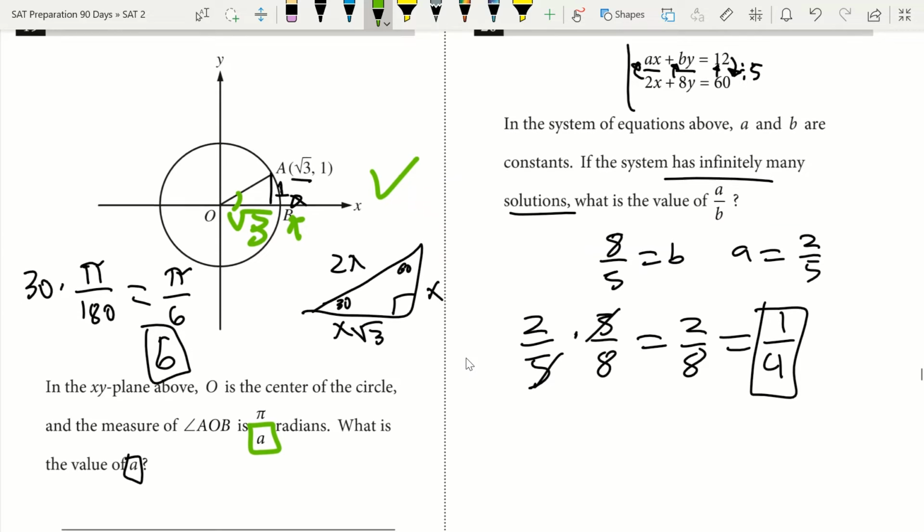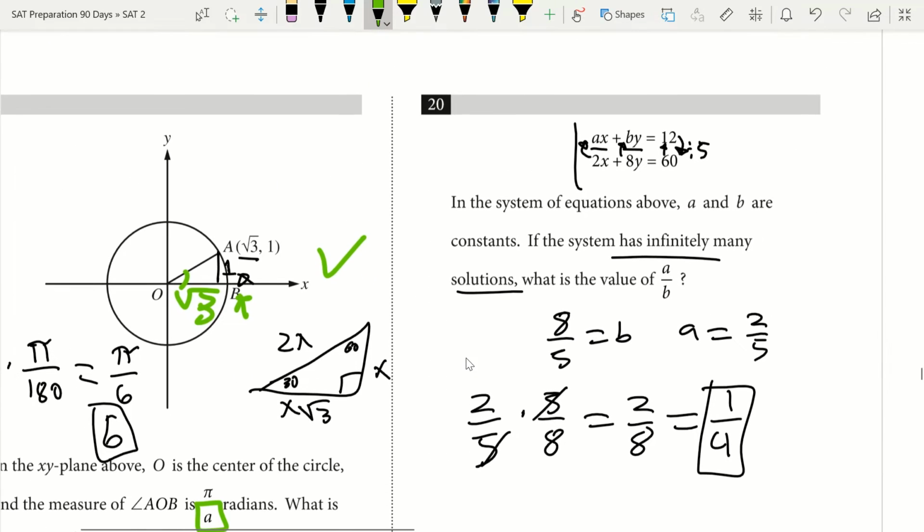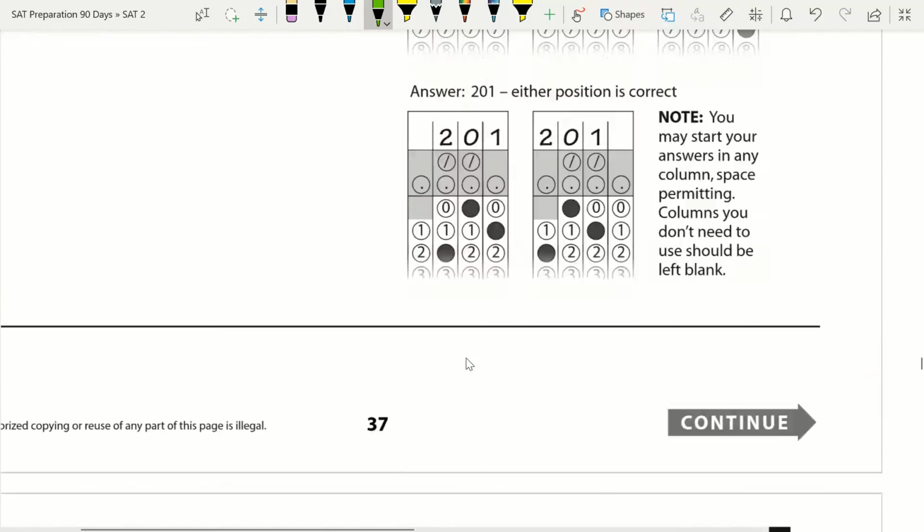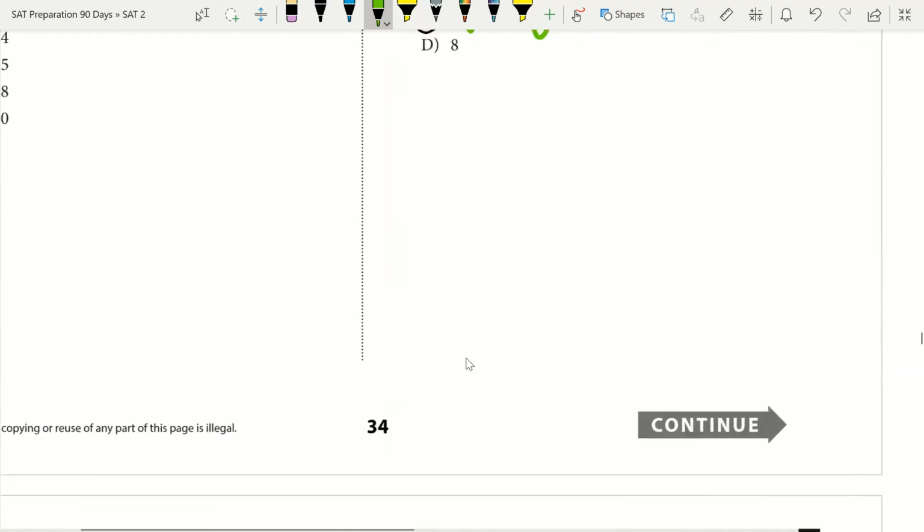So 6 is correct there. Okay, number 20 right here. All right, I'm looking at dividing by 5 to go from 60 to 12. So I just divide 8 over 5 to solve for b, 2 over 5 to solve for a. At that point, I just run this division set right here. That's correct as well.